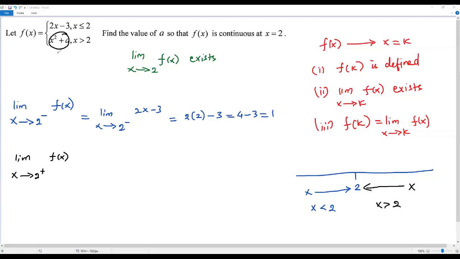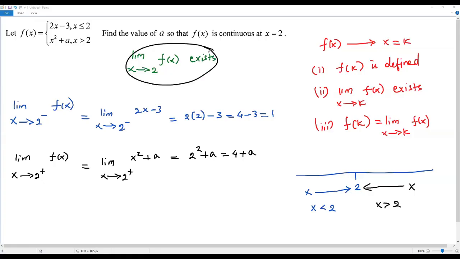Now I have to plug in x squared plus a for f(x). Then I'm getting the limit as x approaches 2 plus of x squared plus a. Now we plug in 2 for x. Then I'm getting 2 squared plus a, which is equal to 4 plus a. Now I have the left side limit and the right side limit for f(x), and both must be equal, because we already know the ordinary limit exists.